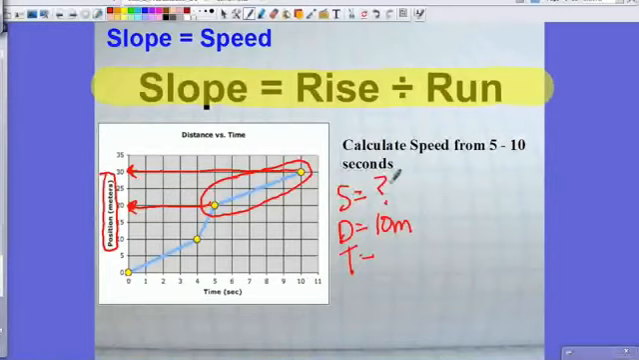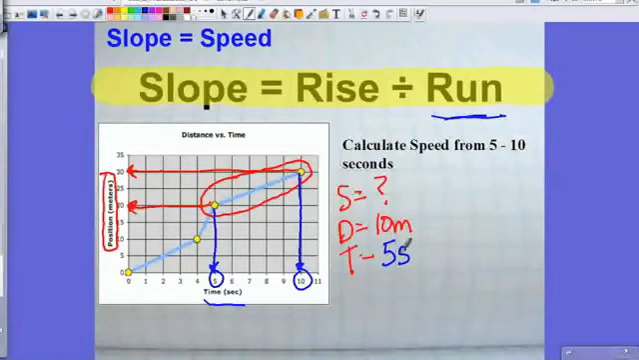The next thing is my time. So I look down here. Let's put this in blue so that we can see it's time. And this is my run. This part's my run. So I'm going to draw two more arrows going down from that point to this point. And what I'm going to look for is how far did it go over? Well, it went from 5 seconds to 10 seconds. So that equals 5 seconds.